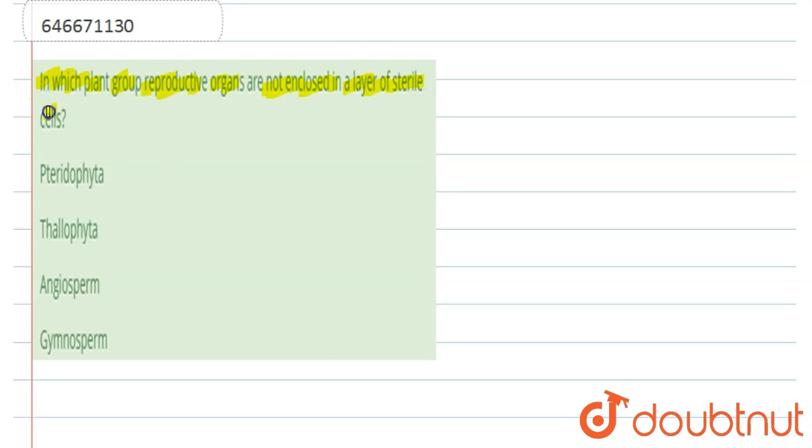So, the question is, in which plant group are reproductive organs not enclosed in a layer of sterile cells? And the options are pteridophyta, thallophyta, angiosperm, and gymnosperm.